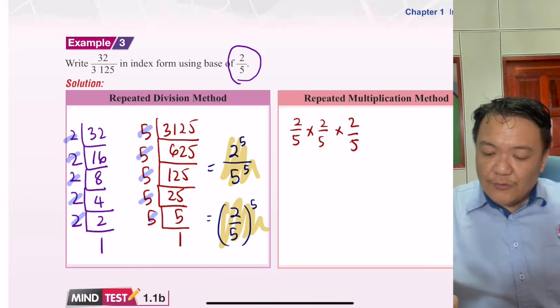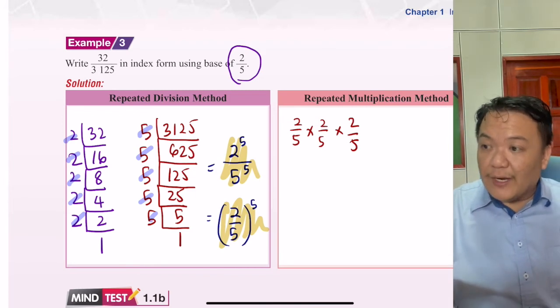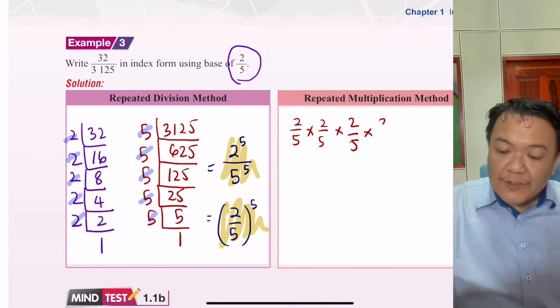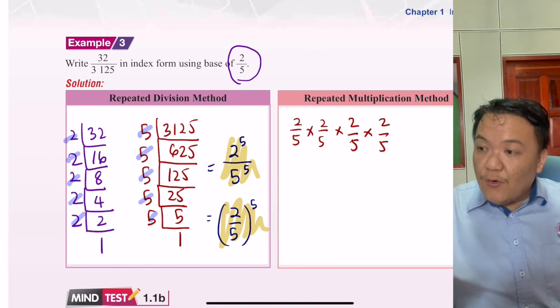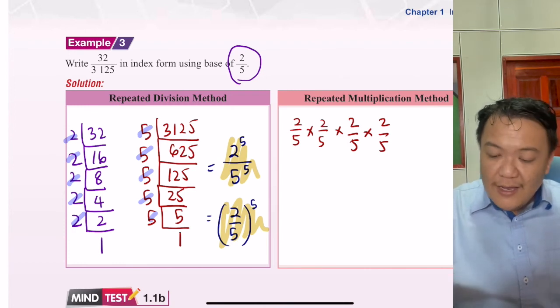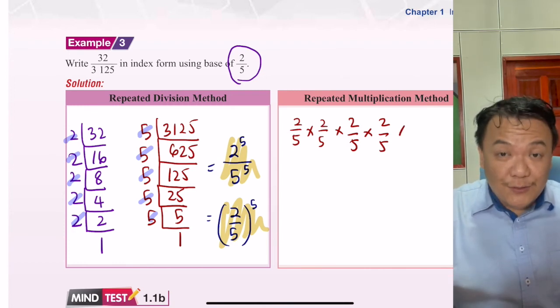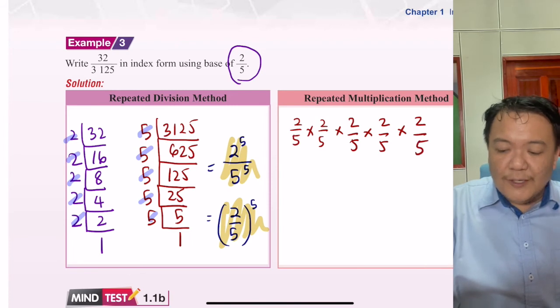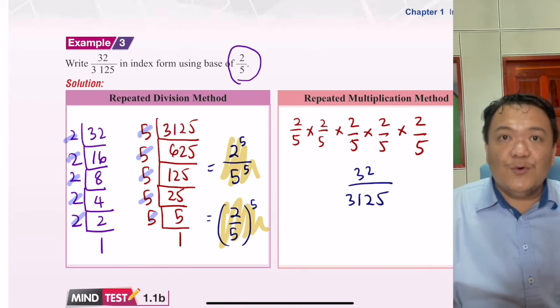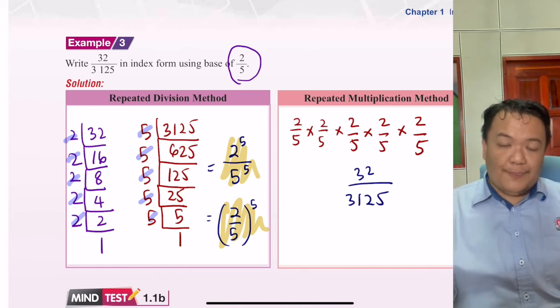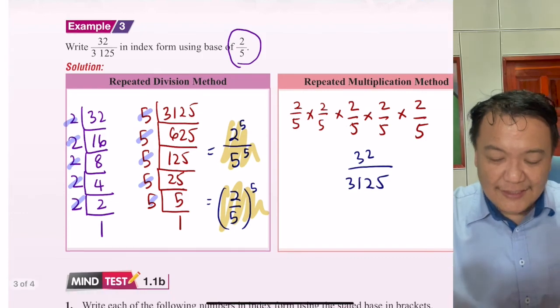So 3 times, ini belum lagi kan. Awak akan dapat 8 over 125. Times lagi 2 over 5, you will get 16 over 625. Okay, belum lagi 32 over 3125. Darab lagi 2 over 5. So you will get 32 over 3125. Boleh? Senang saja, tak susah.